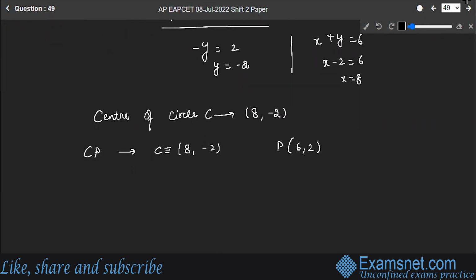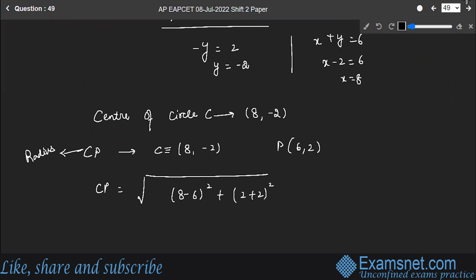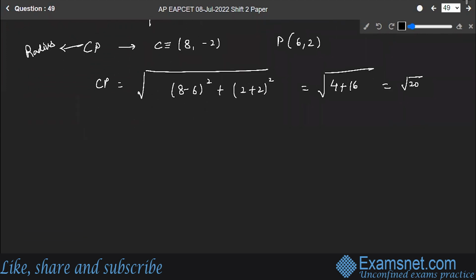So this CP is nothing but the radius. Let's find it out. CP is equal to root of (8 minus 6) square plus (-2 minus 2) square, which will be equal to 4 plus 16, that is equal to root of 20. Therefore, we got the center and the radius, so it is easy to form the equation of the circle.